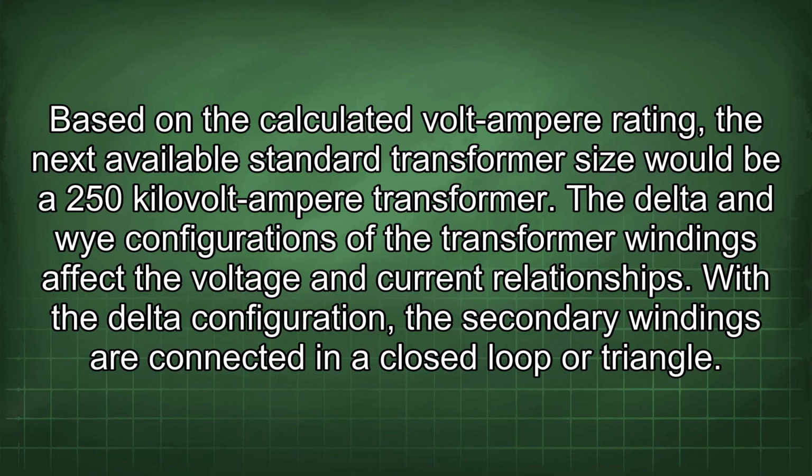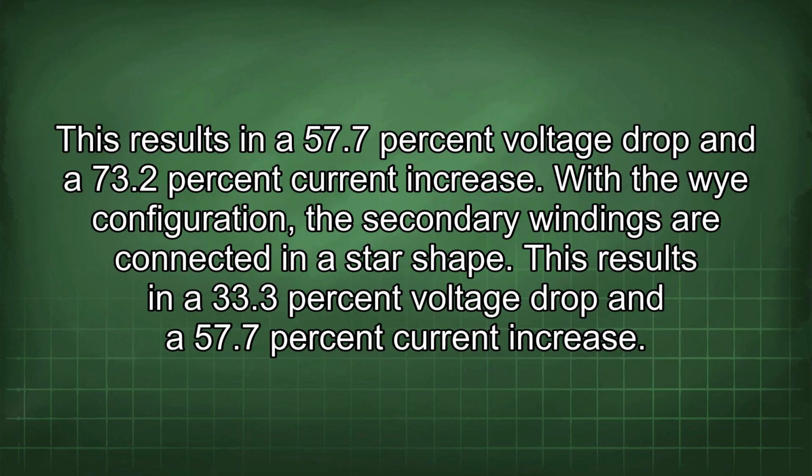The delta and Y configurations of the transformer windings affect the voltage and current relationships. With the delta configuration, the secondary windings are connected in a closed loop or triangle. This results in a 57.7% voltage drop and a 73.2% current increase. With the Y configuration, the secondary windings are connected in a star shape. This results in a 33.3% voltage drop and a 57.7% current increase.